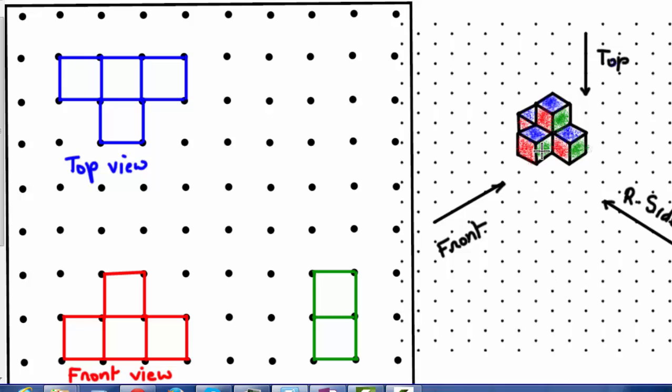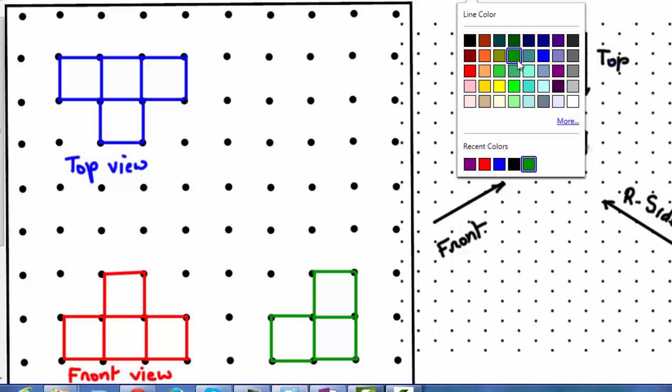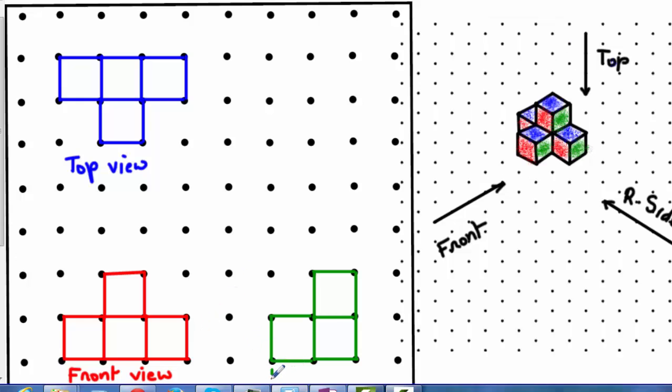But don't forget, in the left side, not in the right side, in the left side, there is a block. So I have to add it. What about this line? Do I remove it or do I keep it? If you look at this one and this one, they are in different levels, different depths. That's why I have to keep this line between. And here I can write with the green color that this is the right side view.